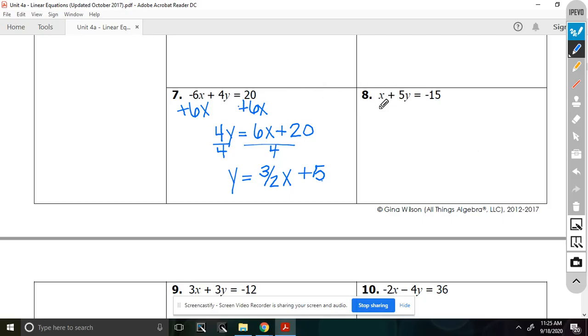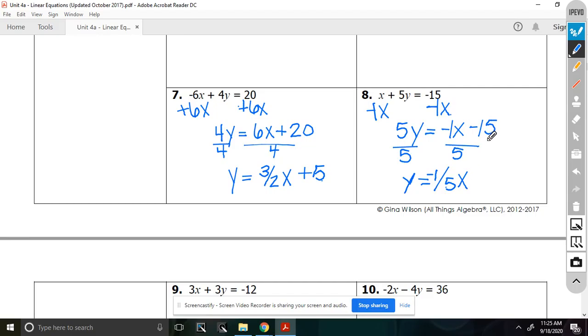All right, so number 8, we're going to subtract 1x. Like I said, I always add that 1 in there because it makes life easier for us, especially when we're doing equations. So now I'm going to write that 5y comes down equals that negative 1x, and then I have minus 15. We have a 5 in front of the y, so let's divide everything by 5. So now I have y equals negative 1 over 5, which does not simplify, so I'm going to write it exactly how I see it. And then I know negative 15 divided by 5 is going to be negative 3.